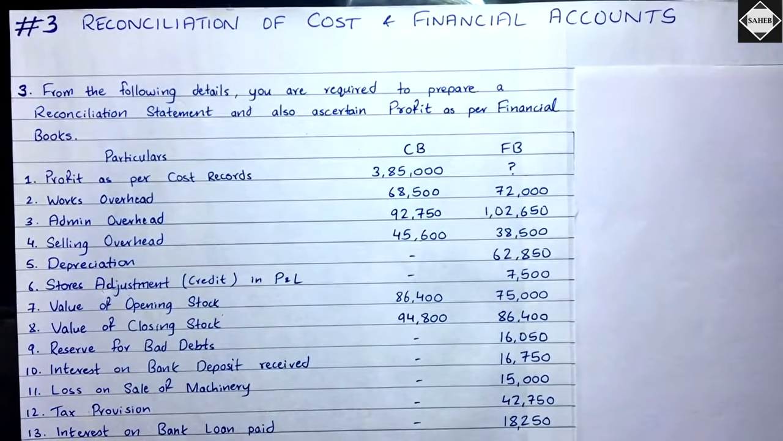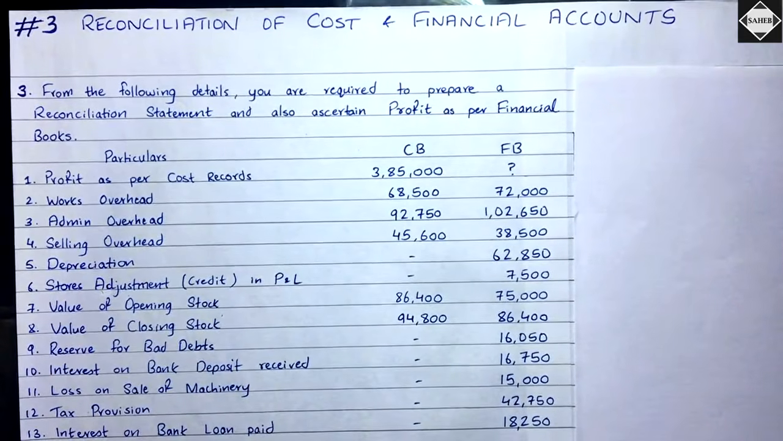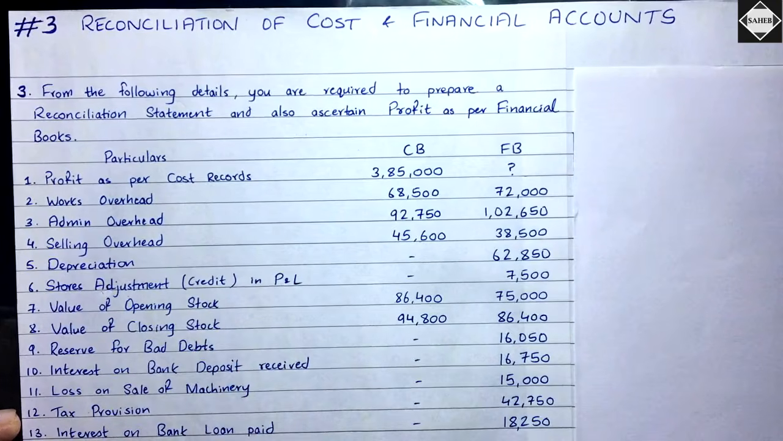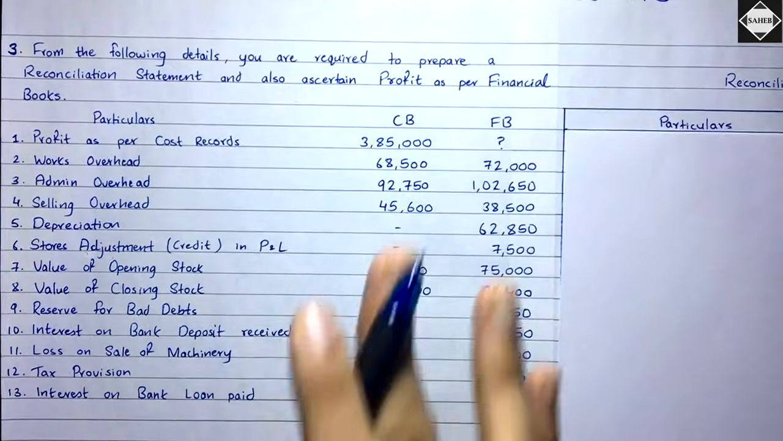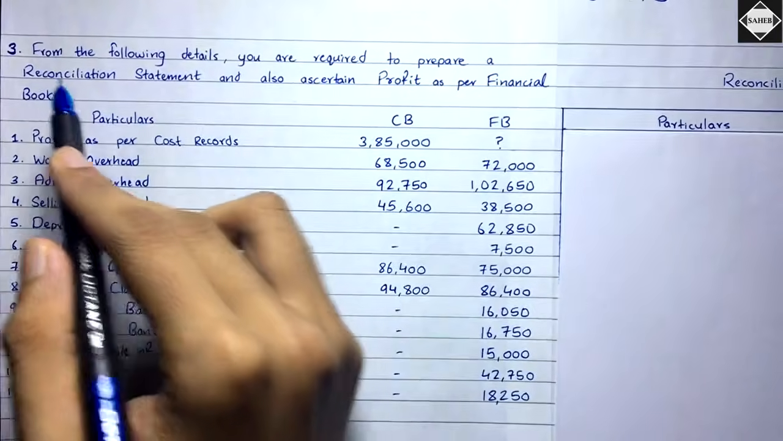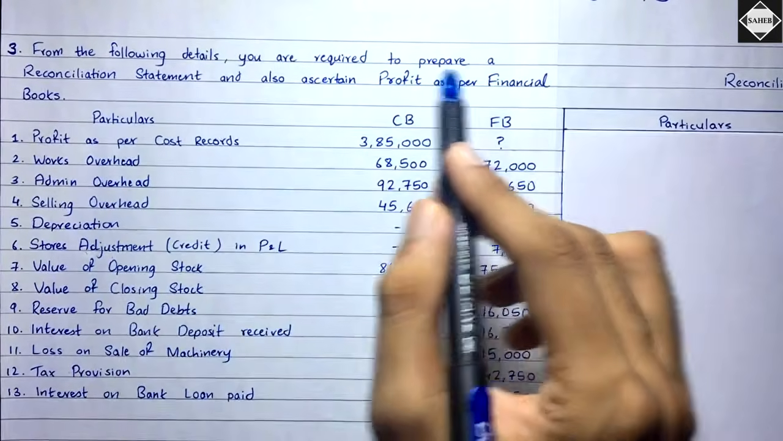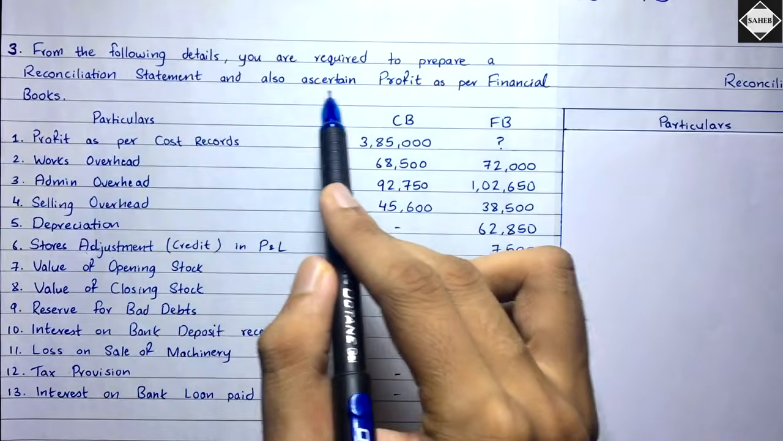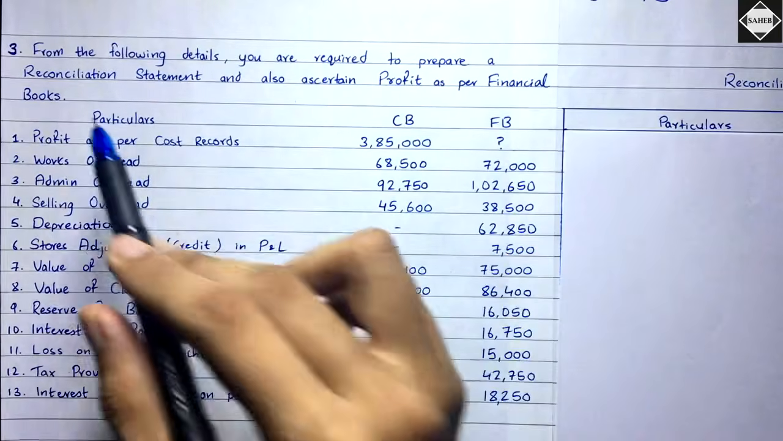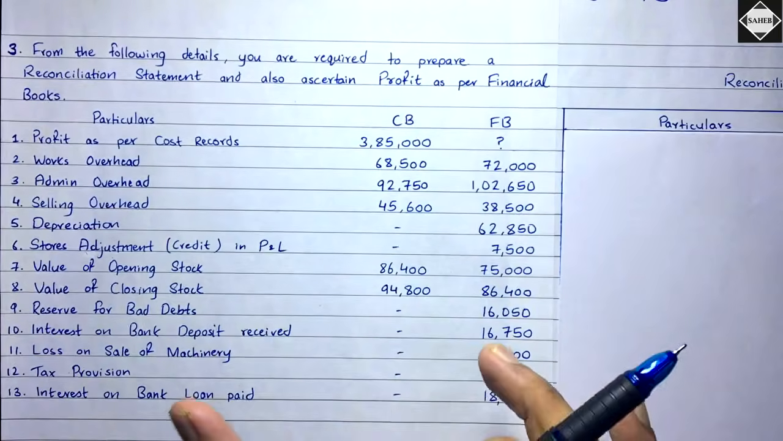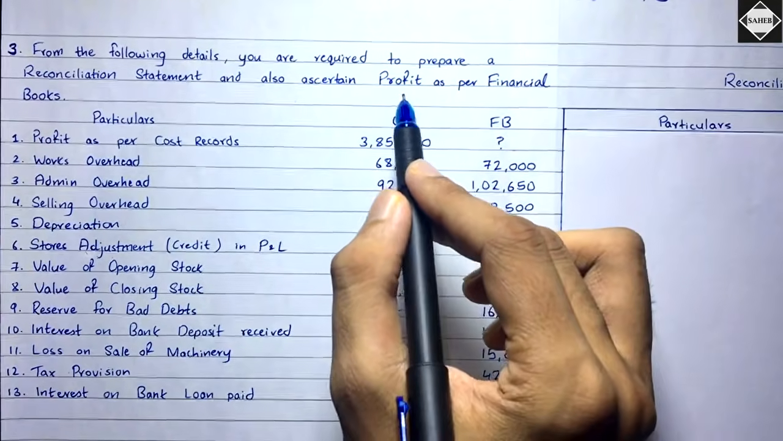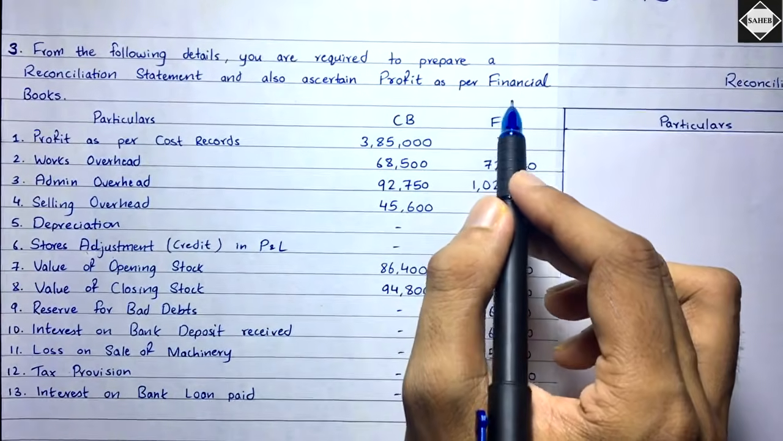Right, now let's start the video and solve this problem, understand properly regarding opening stock and closing stock, and solve the whole problem. See here, it's very simple. From the following details, you are required to prepare a reconciliation statement and also ascertain profit as per financial books. So we have to prepare the reconciliation statement and calculate the profit as per financial books. We can easily do that.